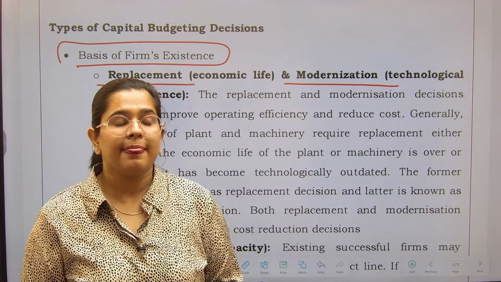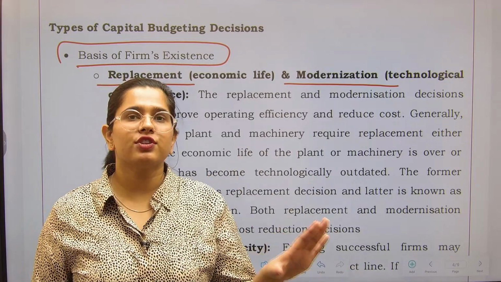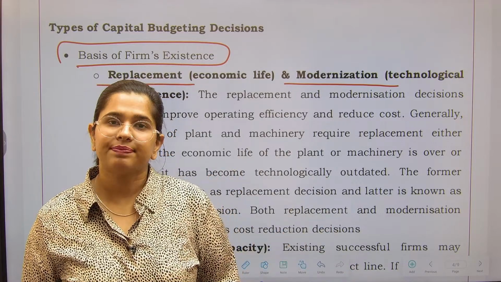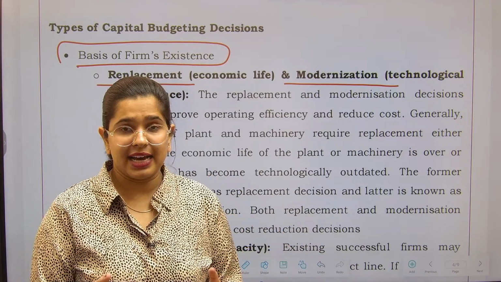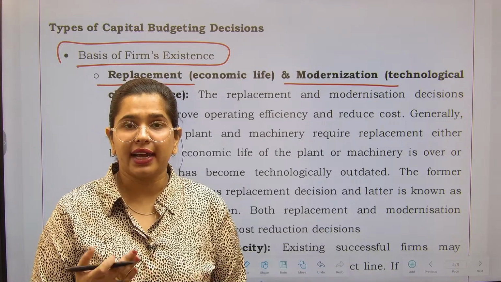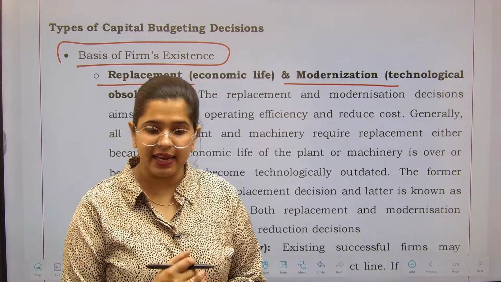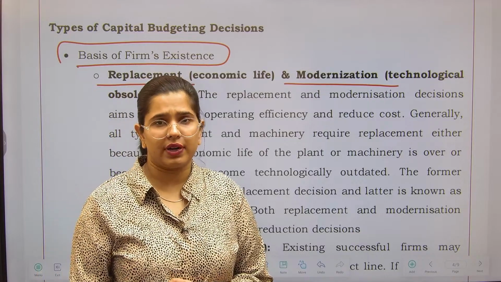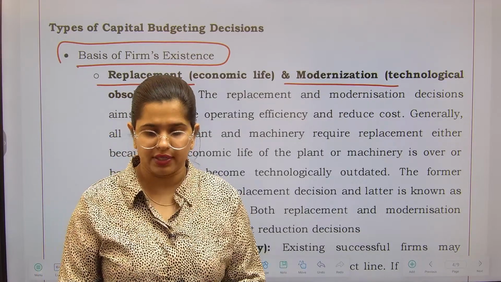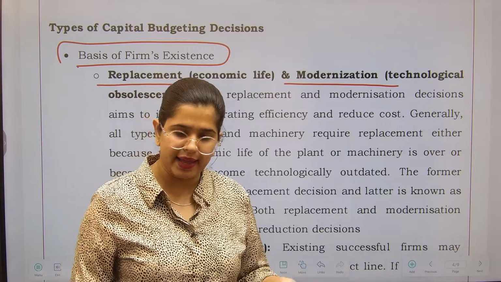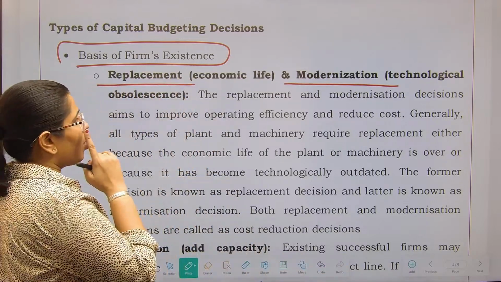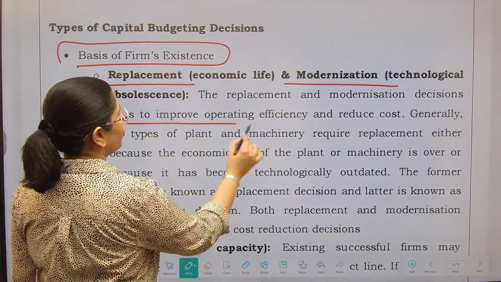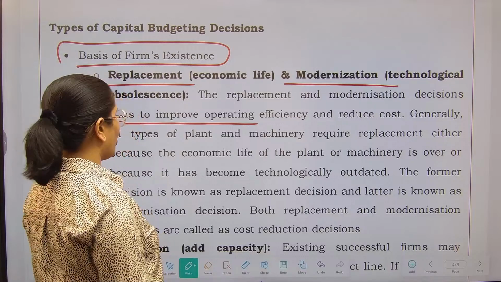You try to see what the alternatives of machinery available for us are. Does it fulfill our rate of return criteria? Suppose I am making a 10 lakh rupees investment in something, I would like to earn 12% return on it. That is my minimum rate of return. So the replacement and modernization decision aims to improve operating efficiency and reduce cost.